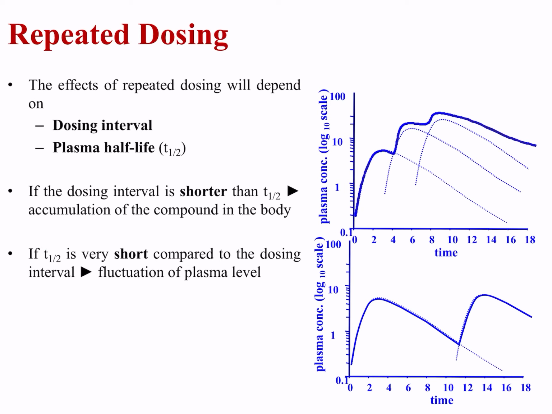It's also important to consider that for some toxicants it might not involve a single administration and may in fact involve repeated dosing. The effects of repeated dosing will depend on the dosing interval and the plasma half-life of the actual chemical. If the dosing interval is shorter than T-half, there will be an accumulation of the compound in the body, as shown in the graph in the top right of the slide. If T-half is very short compared to the dosing interval, there will be a fluctuation in the plasma level, as is shown on the bottom right.